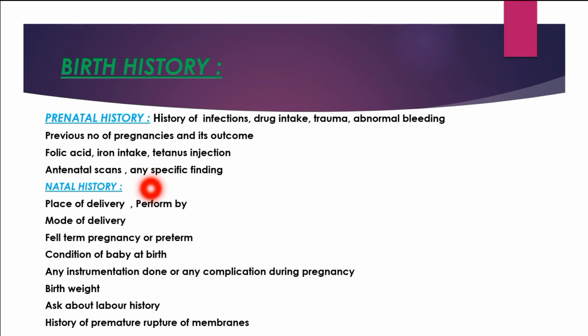Next is the natal history. In natal history, ask about the place of the delivery, whether it was a home delivery or a hospital delivery, and whether the delivery was performed by a doctor or a trainee. Also ask about the mode of delivery, whether normal vaginal delivery or C-section, and whether it was a full-term or preterm pregnancy. Also ask about the condition of the baby at the time of birth, any instrumentation done or any complication during the pregnancy. Similarly, ask about the birth weight, the labor history, and any history of premature rupture of the membrane.